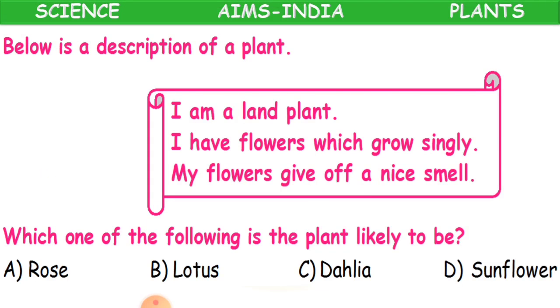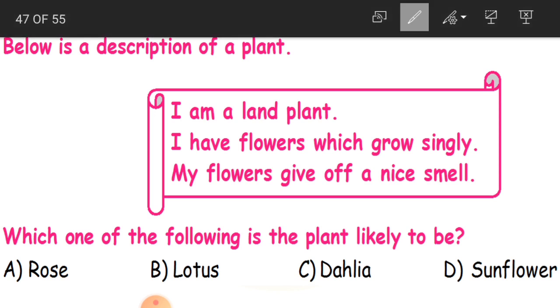Clear, children? Here is a description of a plant. I am a land plant. I have flowers which grow singly. My flowers give off a nice smell. See, it is a land plant and it has flowers which grow singly, and the flowers give off a nice smell. Which one of the following is the plant likely to be? Which will be that, children? That is our rose. Okay, A option.